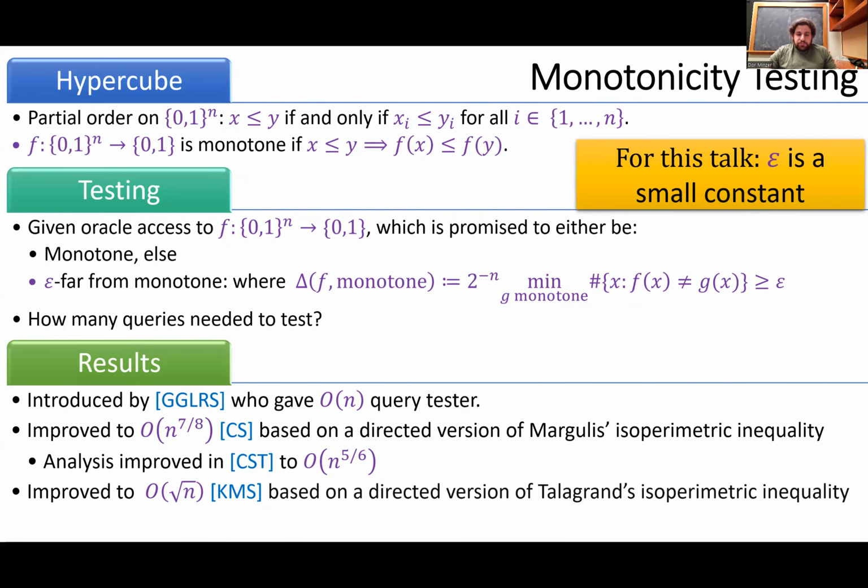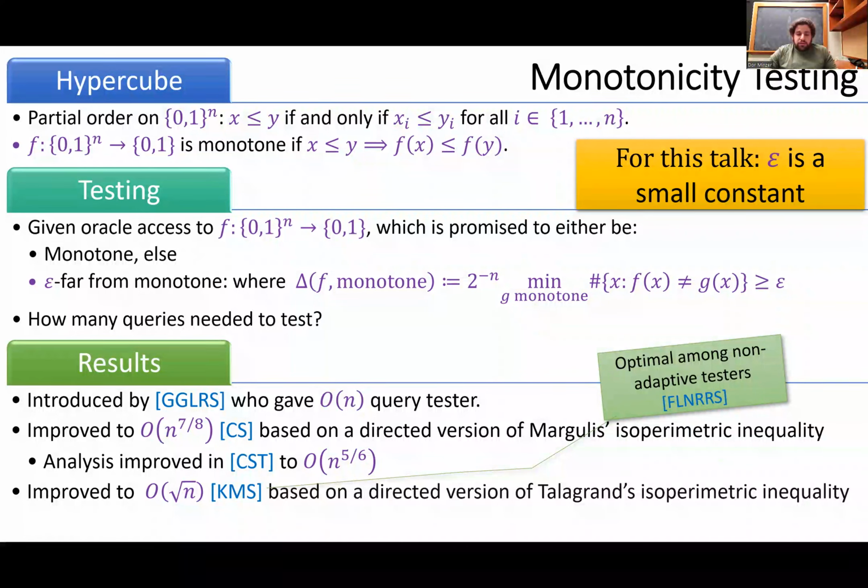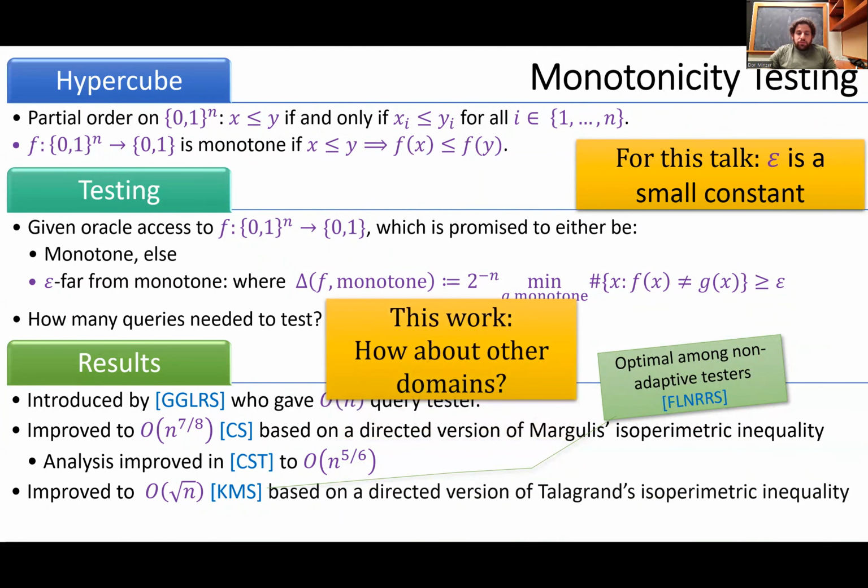And because root n is the best you can do, at least as far as non-adaptive testers are concerned, due to work by Fischer et al., this finishes the discussion about monotonicity testing over the hypercube, because the complexity is exactly theta of root n, maybe up to polylogs. So what I'm going to talk about today is monotonicity testing over other domains.